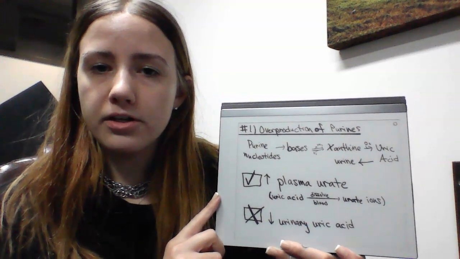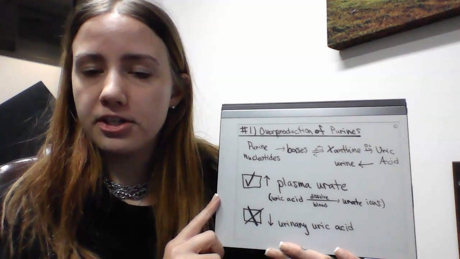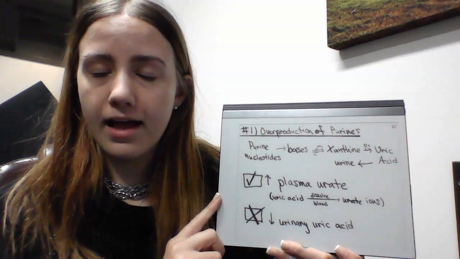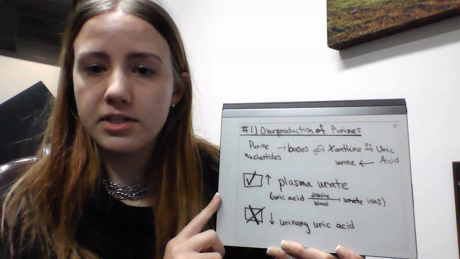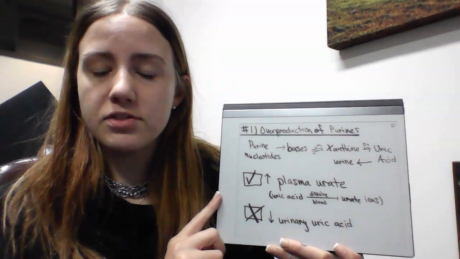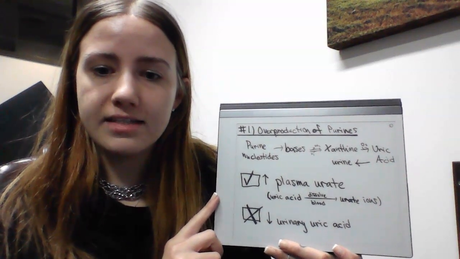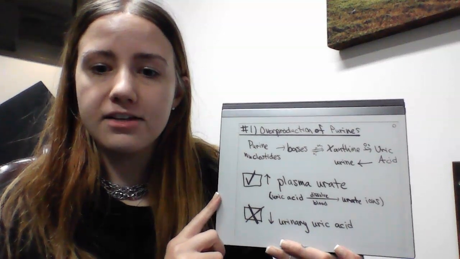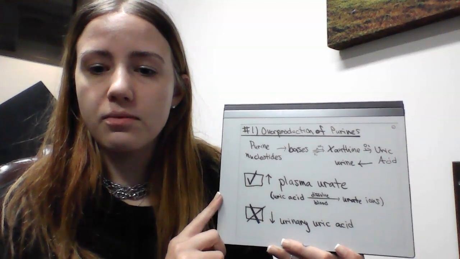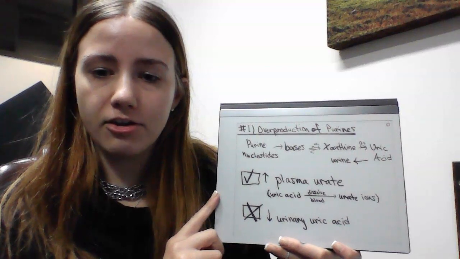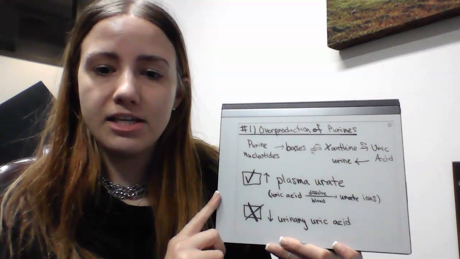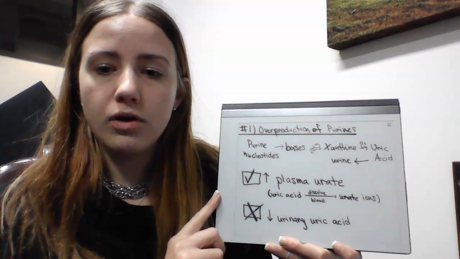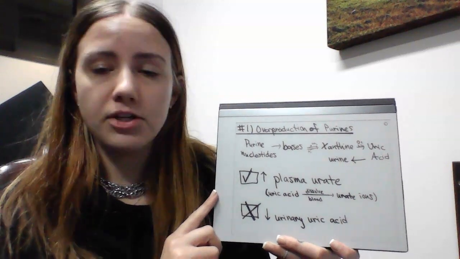If there were to be an increase in urinary uric acid, as expected if there were an overproduction of purines, then this would explain the increase in plasma urate, as uric acid dissolves into the blood to form urate ions, and an increase in urinary uric acid would cause an increase in plasma urate.